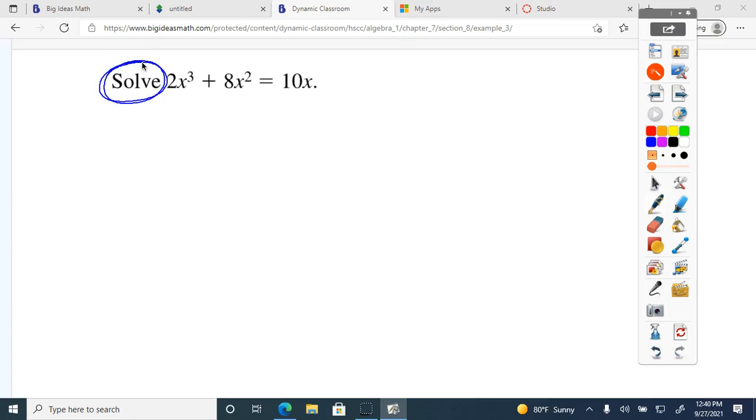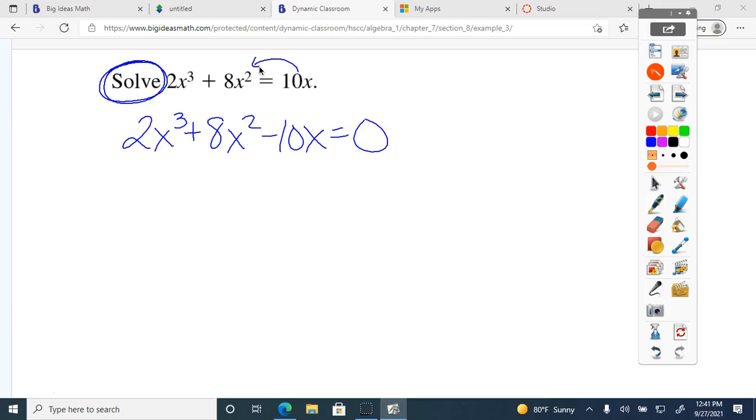Solve. So, since it says solve, we need it equal to what? 0. So, 2x cubed plus 8x squared minus 10x. Here, Katrina, we do change the sign because we did move from one side of the equals to the other. Is that making sense? We're not just rearranging it. We're actually moving it from one side to the other. If you're just rearranging on the same side, you don't change any signs.